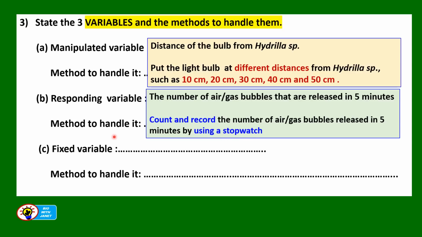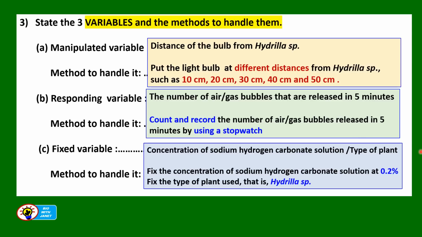Now the fixed variable for this experiment is the concentration of sodium hydrogen carbonate solution. Not just sodium hydrogen carbonate. Remember this word solution. Because it's a concentration of a solution, not of sodium hydrogen carbonate. What is this? Is this a solid? Right? So it's not, it's a solution. Or the type of plant used.